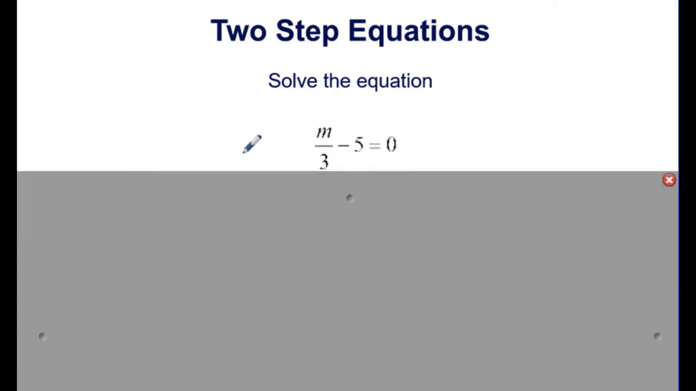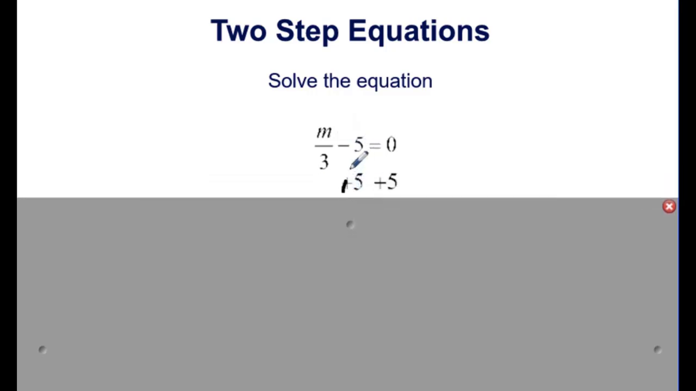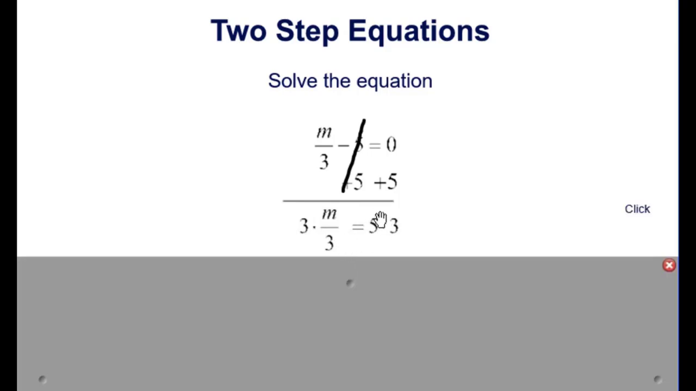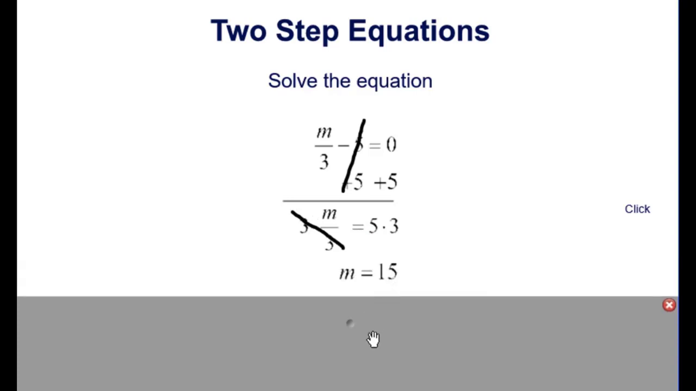This example, m divided by 3 minus 5 equals 0. We want to treat it the same way with SADMEG, so we're going to undo the minus 5, the subtraction, first by adding 5 to both sides, which will cancel that out and leave us with m divided by 3 equals 5. And we're multiplying by 3 because we divided by 3. Multiplying would be the inverse. So that would give us m equals 15. Leaving the variable alone and on the left, so that's where we stop and we finish with our answer.